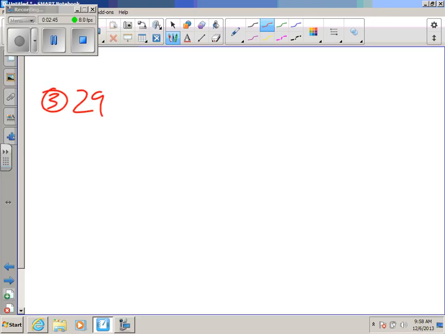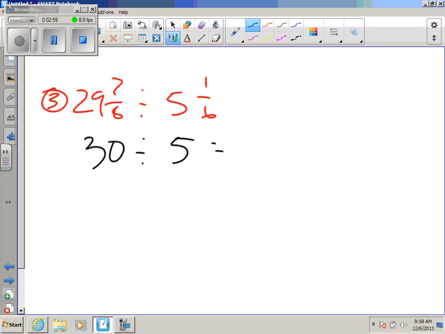3, 29 7/8 divided by 5 1/6. Again, division, so we're going to round this one first. 5 1/6 rounds to 5. 29 7/8, 30. So we're good here again. 30 divided by 5 is 6.